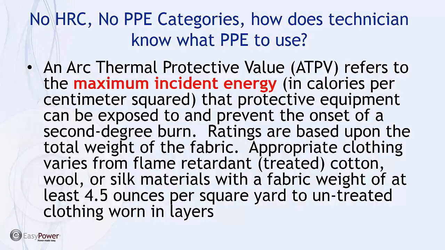Well, this brings up the arc thermal protective value. ATPV refers to the maximum incident energy in calories per square centimeter that protective equipment can be exposed to and prevent the onset of a second-degree burn. These ratings are based upon total weight of the fabric. The appropriate clothing varies from flame retardant treated natural fibers with a fabric weight of at least 4.5 ounces per square yard to untreated clothing worn in layers.